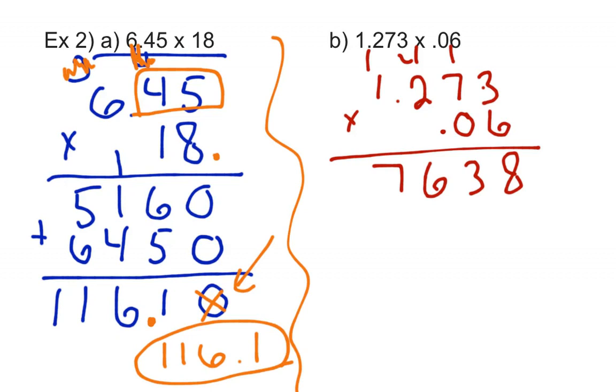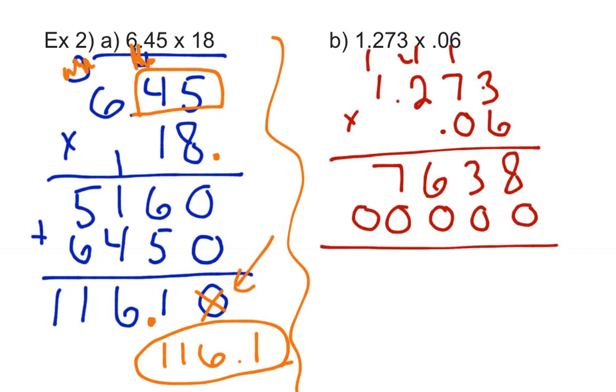Okay, when I move on to my 0 here, I add a place value, and then this is going to just be a lot of zeros. 0 times 3 is 0, 0 times 7 is 0, 0 times 2 is 0, 0 times 1 is 0. Okay, add these together. 8, 3, 6, 7.